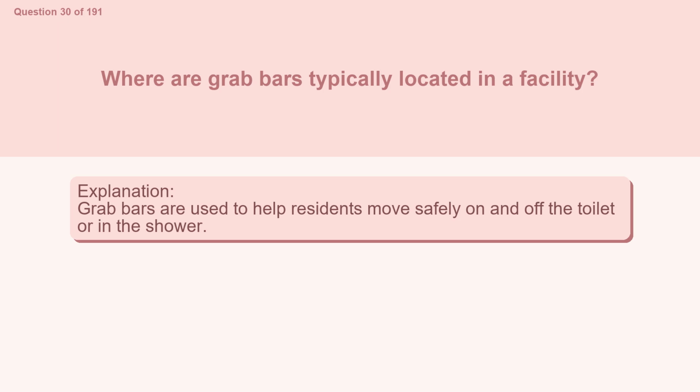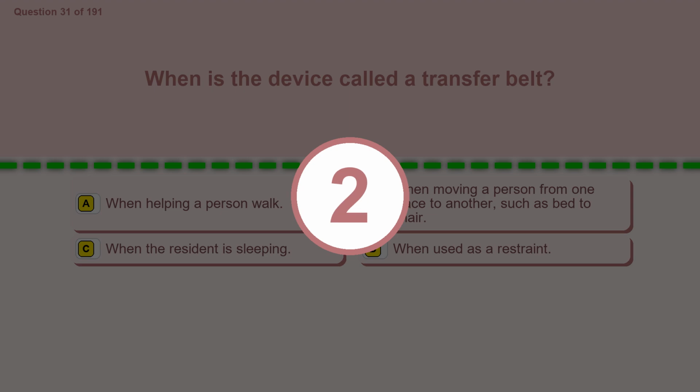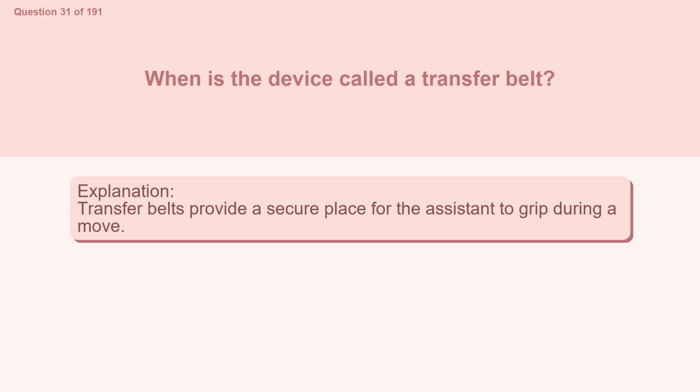Question 31. When is the device called a transfer belt? Option A. When helping a person walk. Option B. When moving a person from one place to another, such as bed to chair. Option C. When the resident is sleeping. Option D. When used as a restraint. The correct answer is option B. When moving a person from one place to another, such as bed to chair. Transfer belts provide a secure place for the assistant to grip during a move.